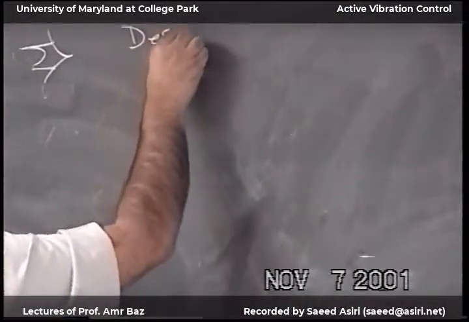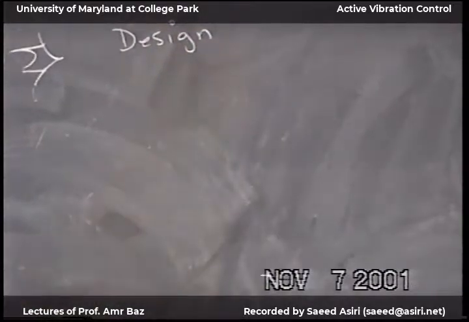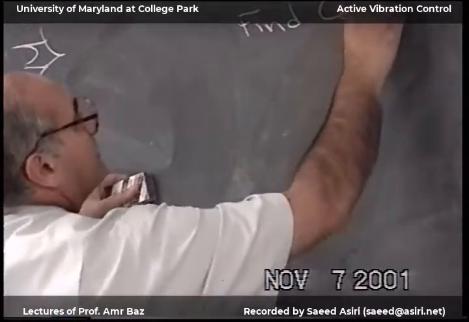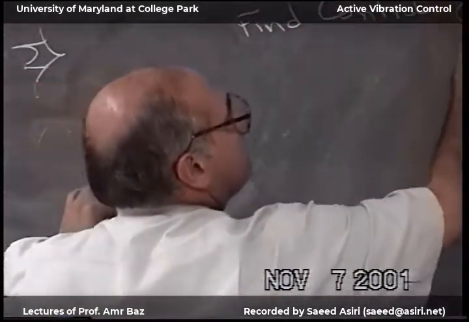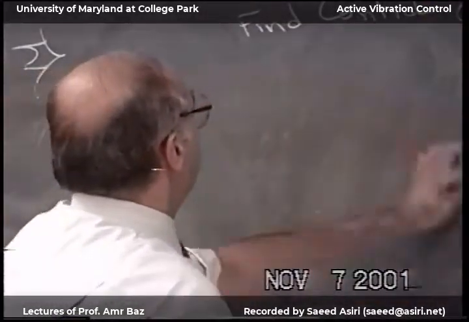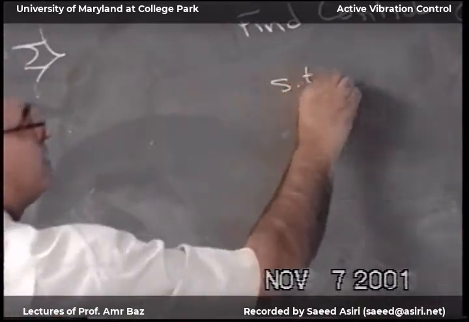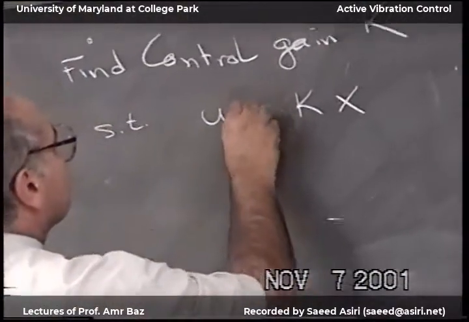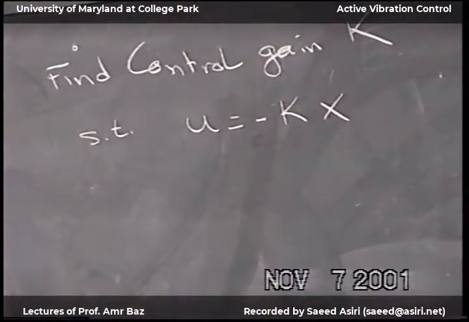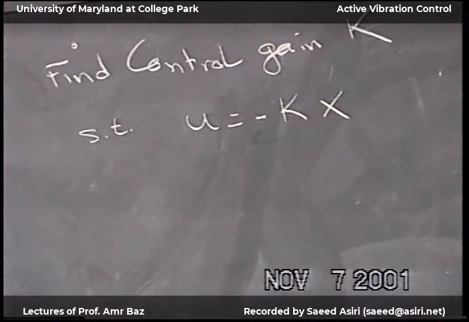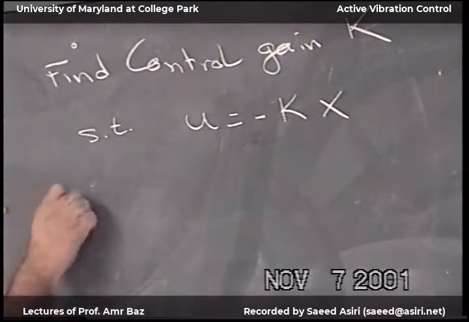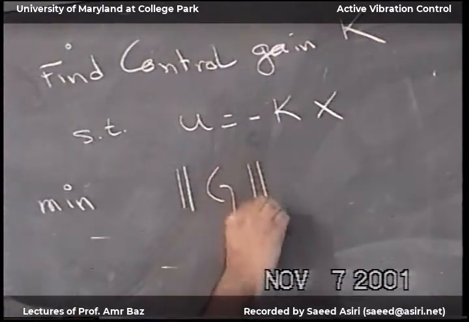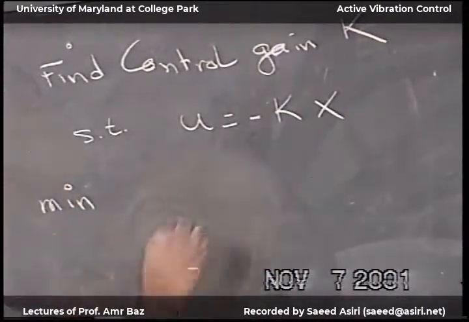And we said now, you want to design or define and control gain, such that U is equal to minus K and X. And we want to minimize J.